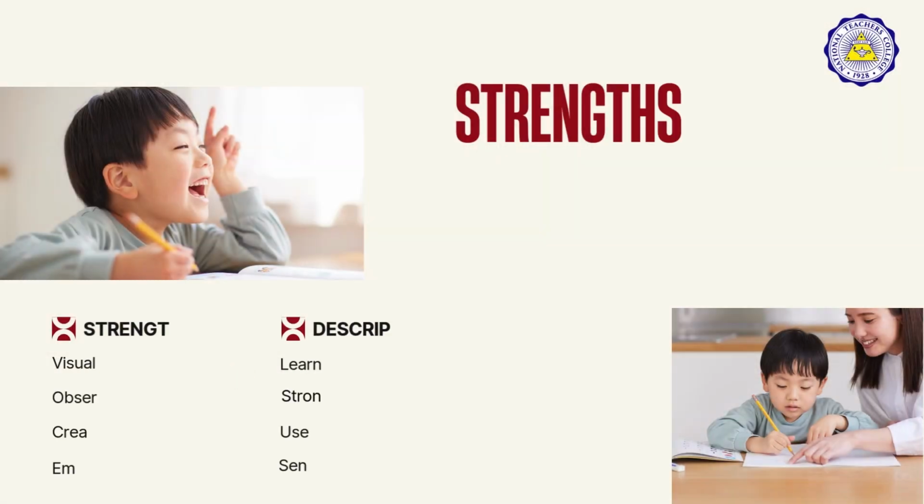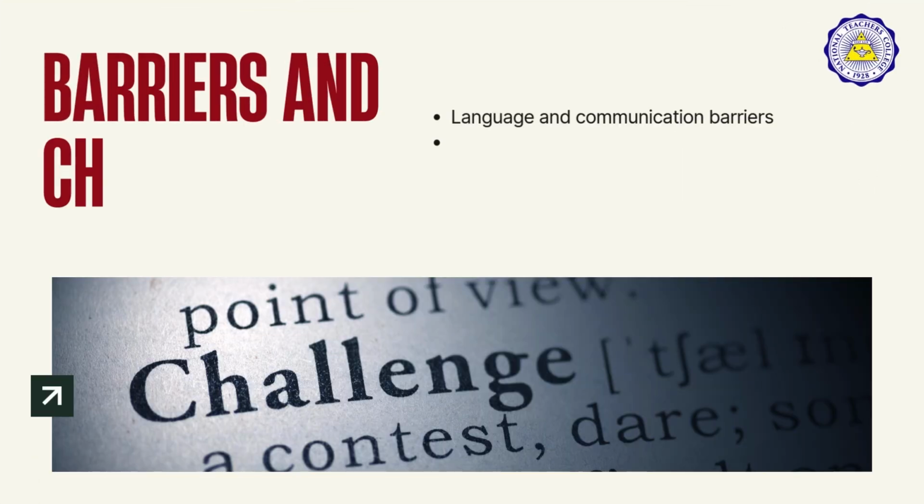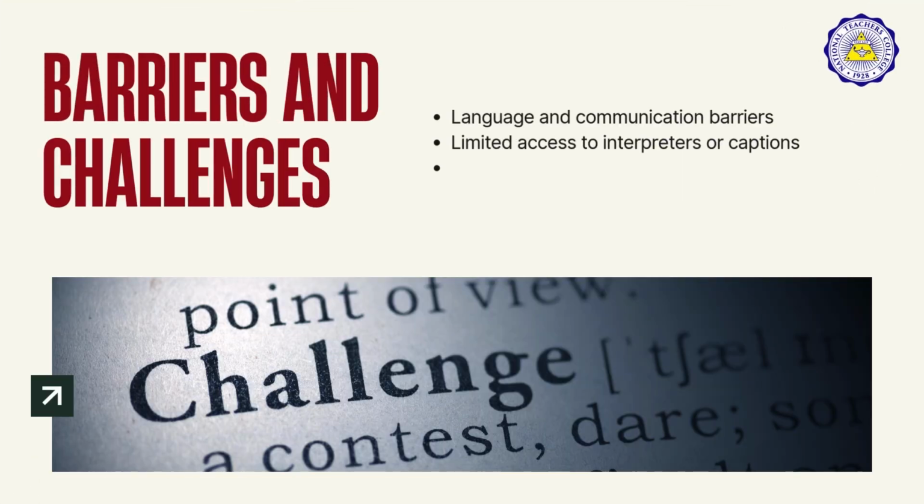Despite these challenges, learners with hearing impairment have many strengths. They are excellent visual learners with strong attention to detail. They are often observant, creative, and persistent. Many demonstrate empathy and kindness because they understand what it feels like to be excluded. However, they may face language barriers, difficulty following oral instructions, and limited participation in discussions.